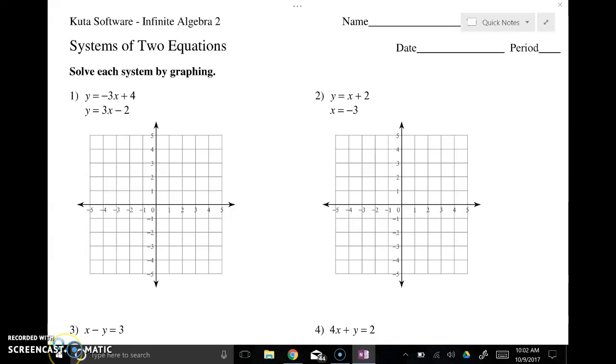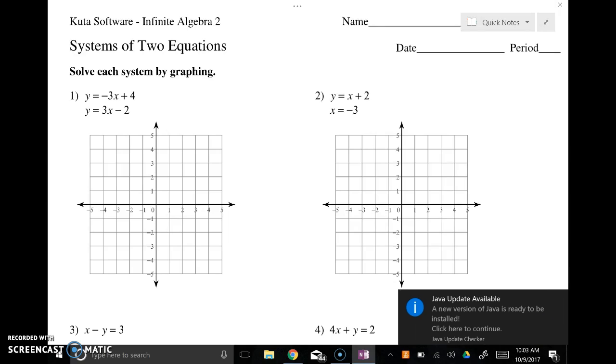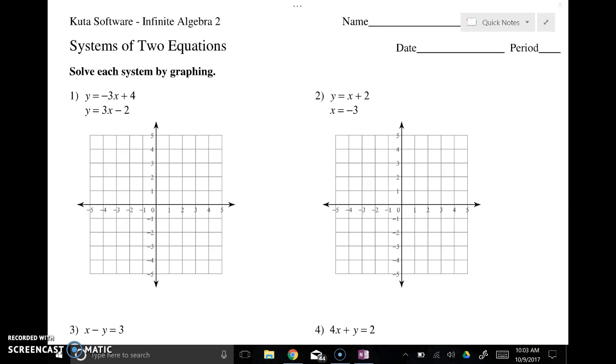Okay, this is a tutorial on solving systems of equations by graphing. This is an add-on to our lesson on solving systems of equations with elimination and substitution. So what I want to do real quick is just refresh your memory about graphing lines.